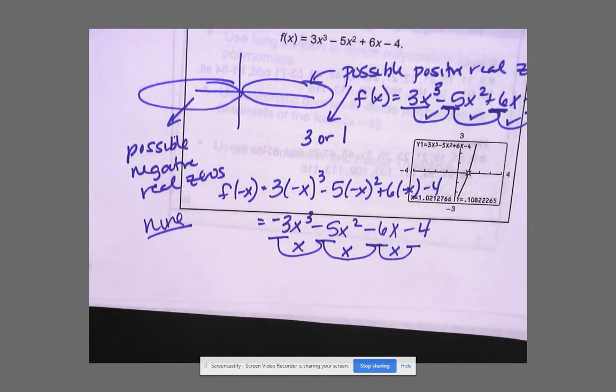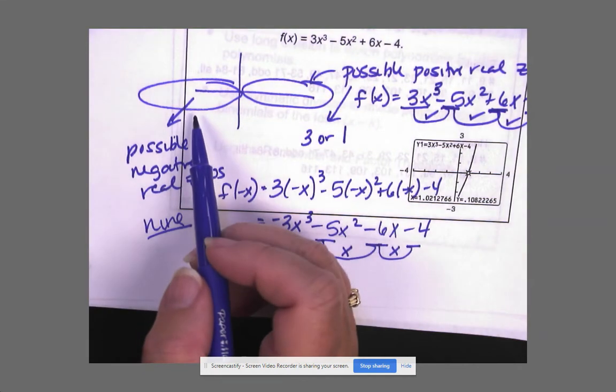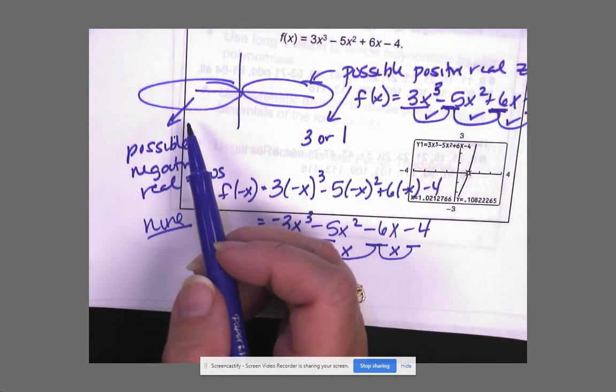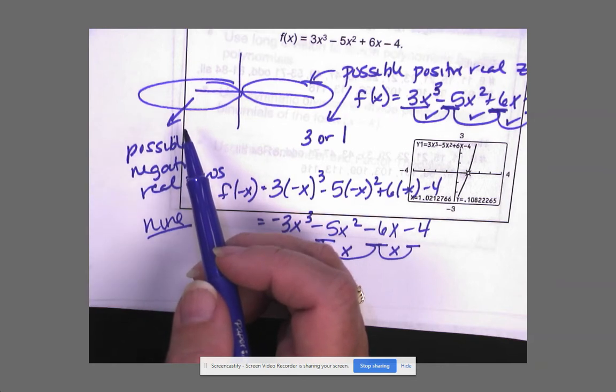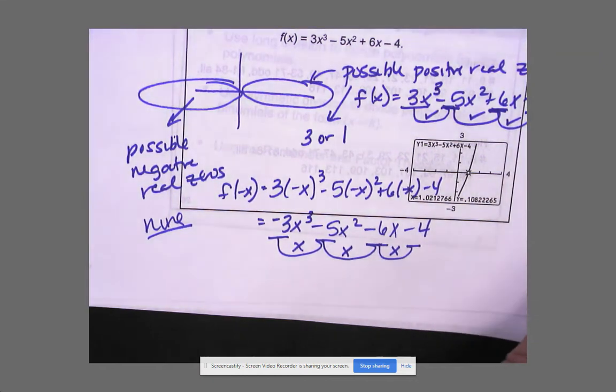Okay, so now let's pretend. Let's say we did that and we had 4 different sign changes. Well, what would that mean? It means it would cross the negative side of the x-axis 4 times, 2 times, or none at all, right? So always go down in increments of 2. 4 times, 2 times, or none at all. Good? Questions on that?